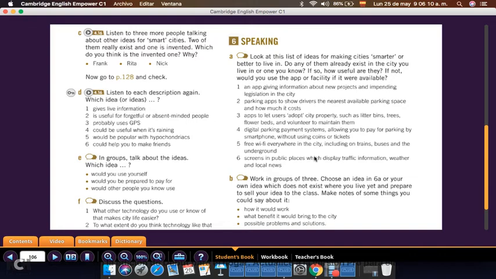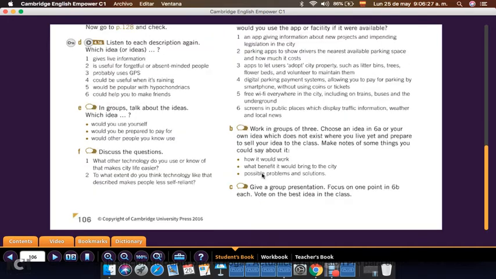Now, look at this list of ideas for making cities smarter or better to live in. Do any of them already exist in the city you live in, or one you know? If so, how useful are they? If not, would you use the app or facility if they were available? Okay, check them out and answer. And then this is an individual task. Make notes of some things you could say about how it would work.